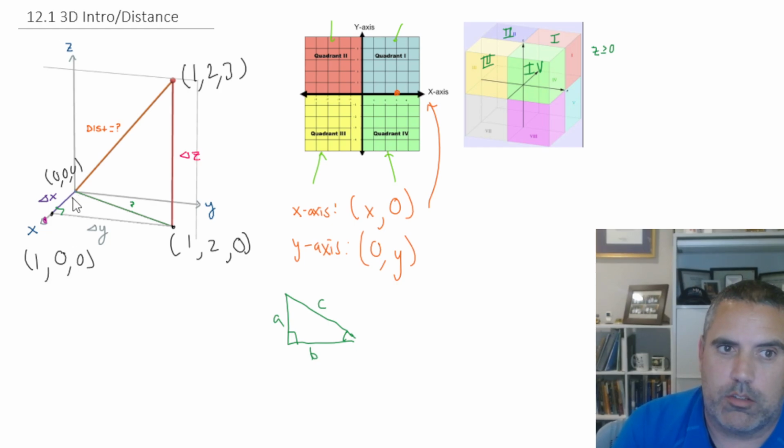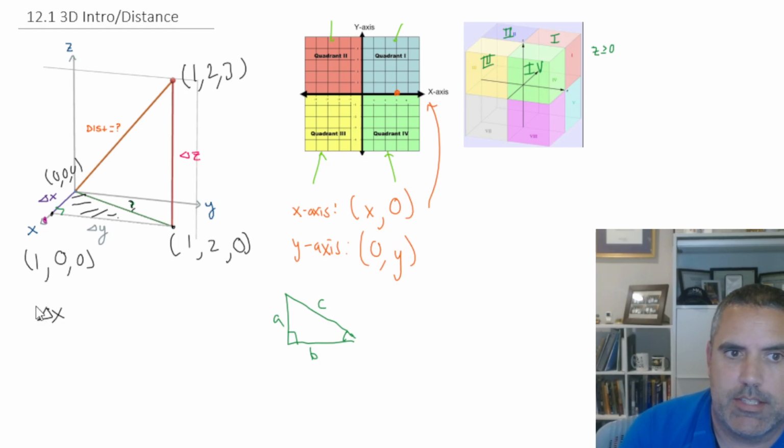There is a right triangle on the ground here. And there's this side, which we don't care about, that we can say something about. So we can say the change in x, which in this case is 1 squared, plus the change in y, which in this case is 2 squared, equals that unknown question mark squared. We probably should give it a label.